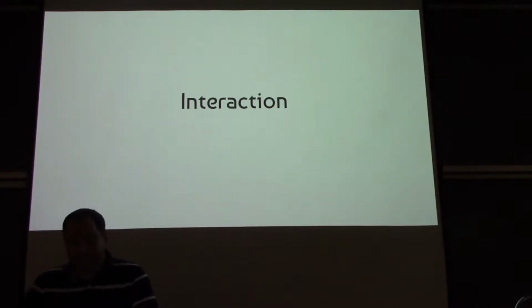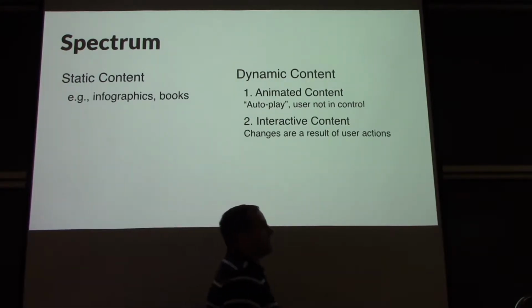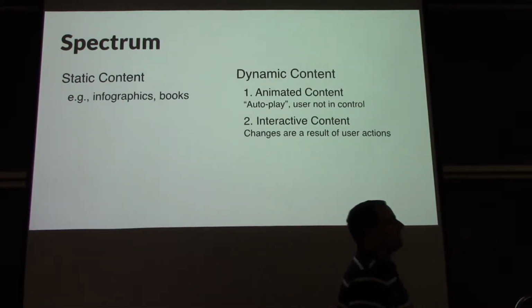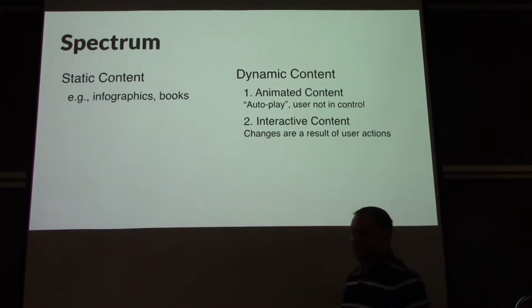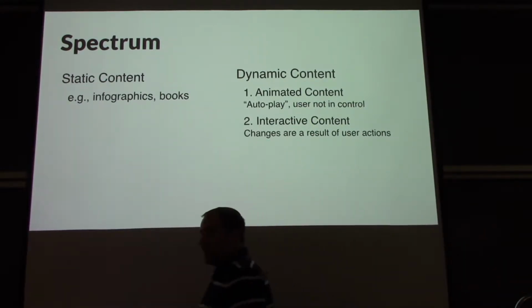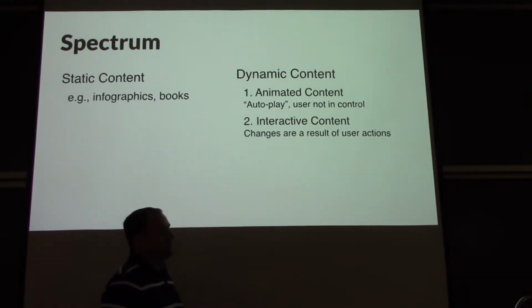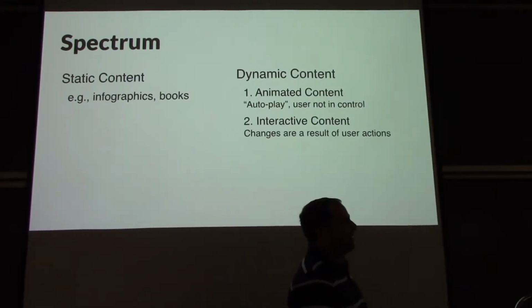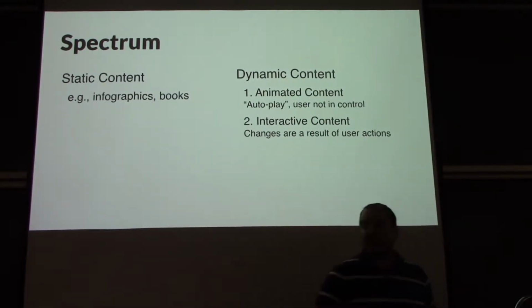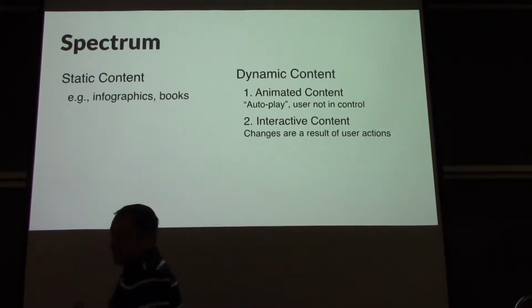Great. So, interaction. There is a spectrum of interactivity in how we talk about visualizations. On the one side, there's static content. Whenever you have a printout, a newspaper, many infographics even on the web, or books, then you have a static visualization where you can't really change anything dynamically. And then we have dynamic content. There is a distinction between animated content and interactive content.